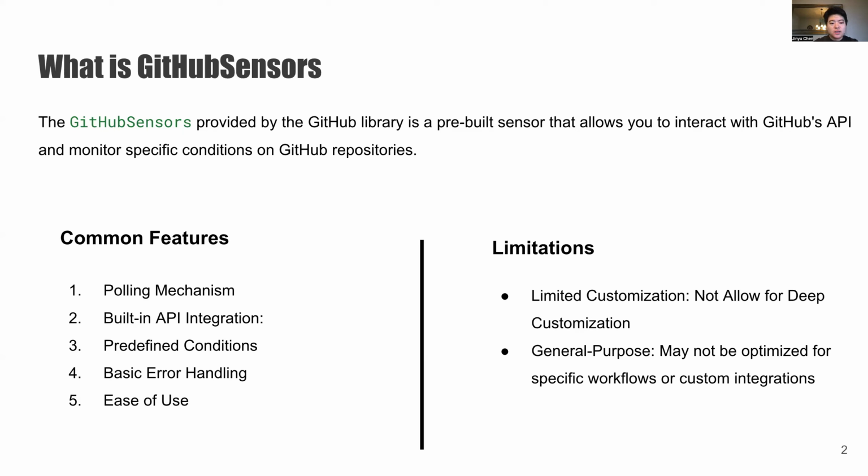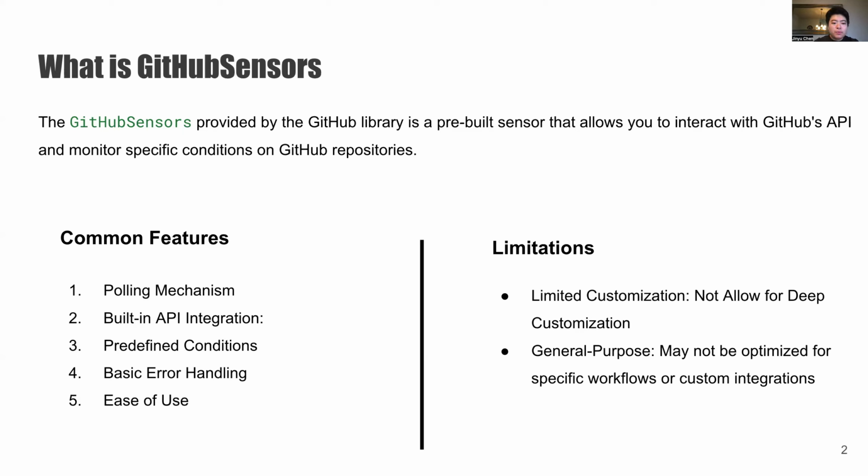The GitHub Sensors provided by the GitHub library is a pre-built sensor that allows you to interact with GitHub's API and monitor specific conditions on GitHub, such as the presence of a particular file, the status of a pull request, or the result of a workflow run. It is designed to be used within an Airflow workflow to automate tasks based on events or states in the GitHub repository. Here are some common features.